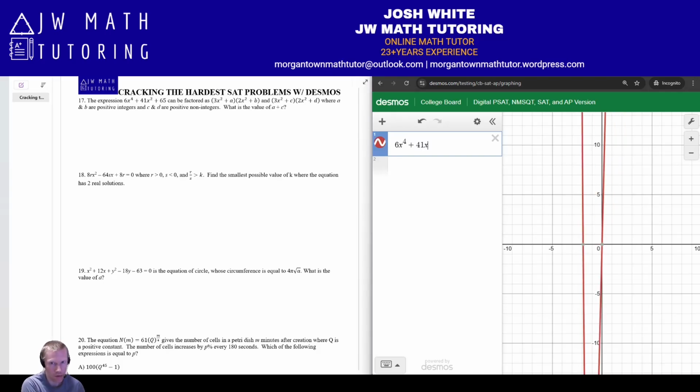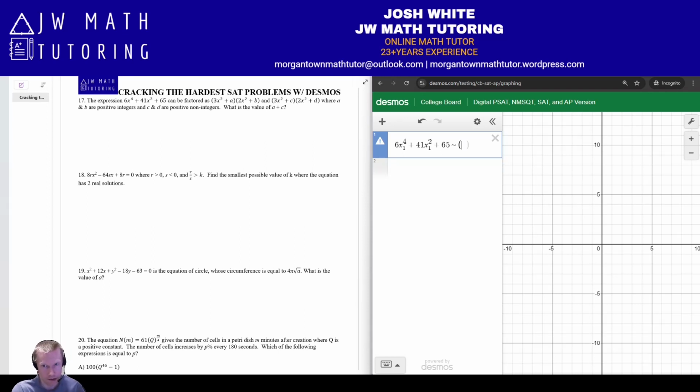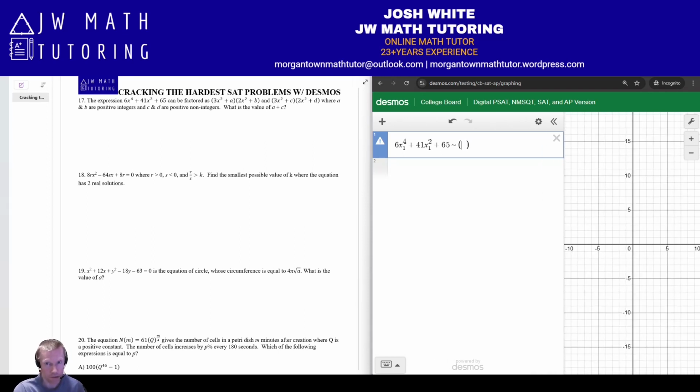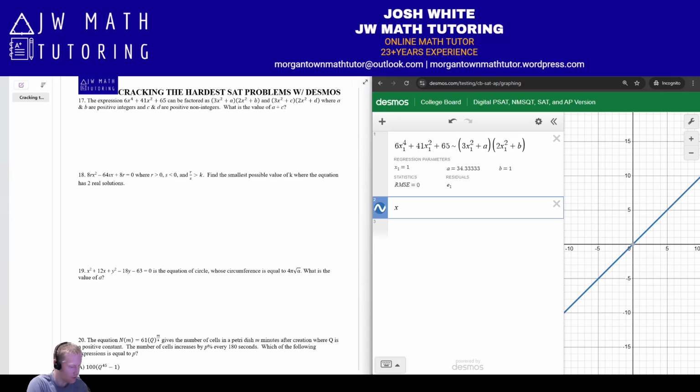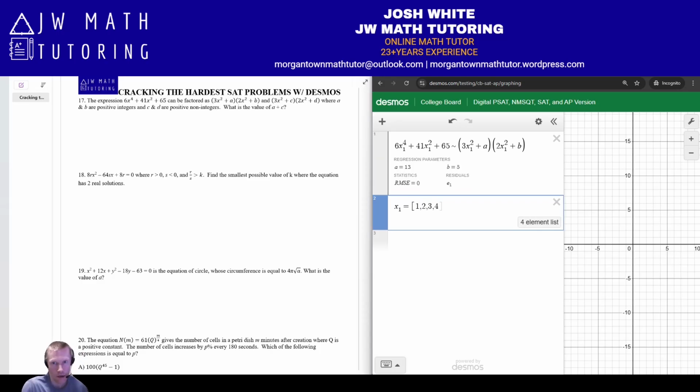One method is to type an x1 here, the original equation, and then we're going to regress that to the expressions that we see on the side. It should be 2x1 squared plus b. Now, of course, we need to add a list for x1. All right, so we have some a and b values there.